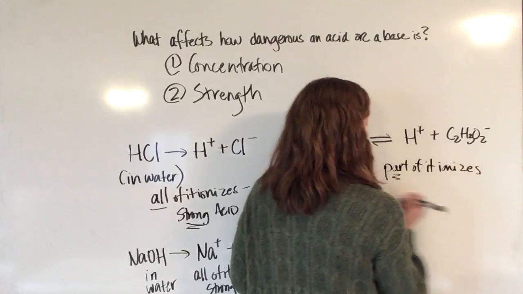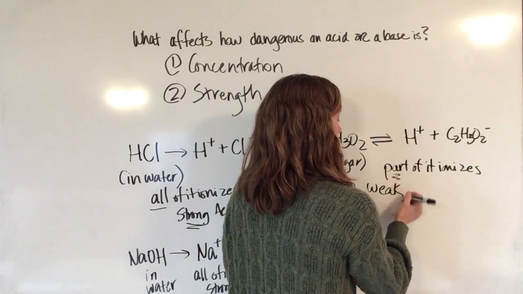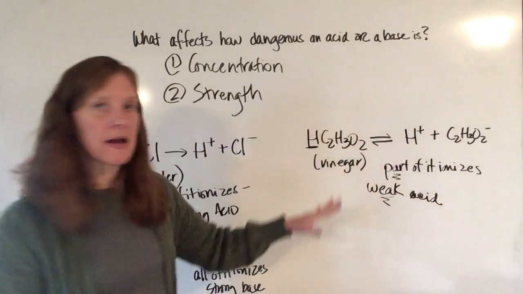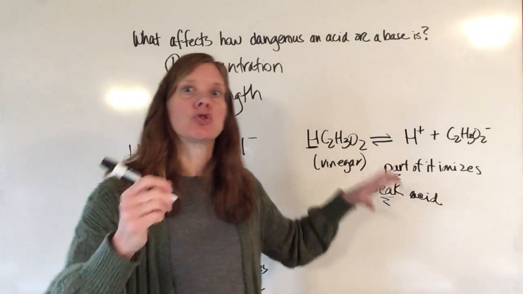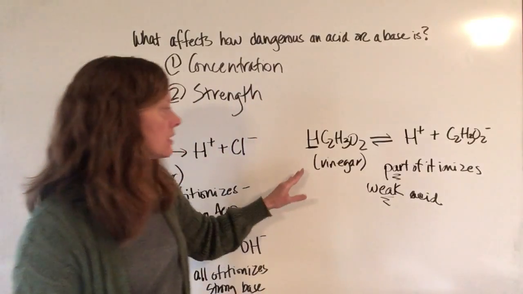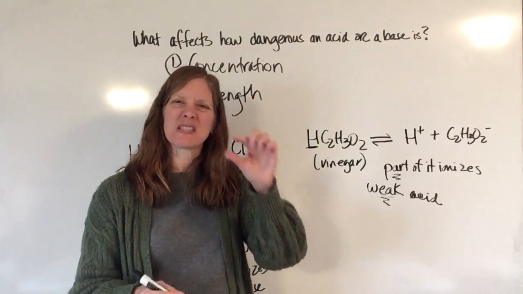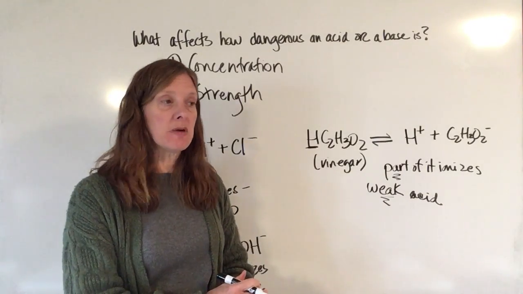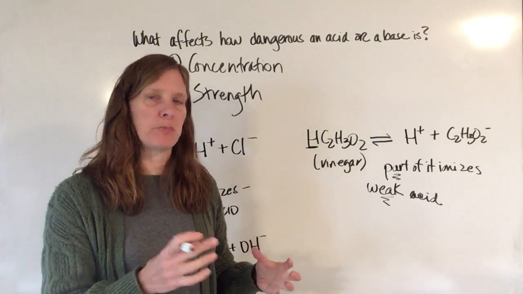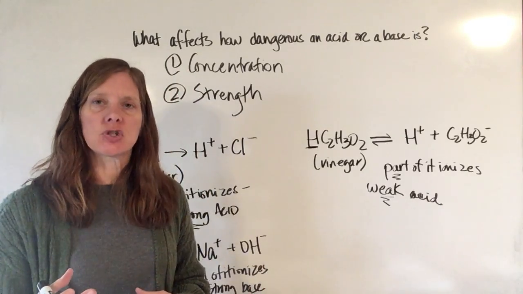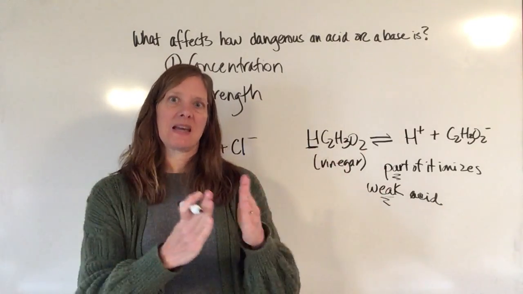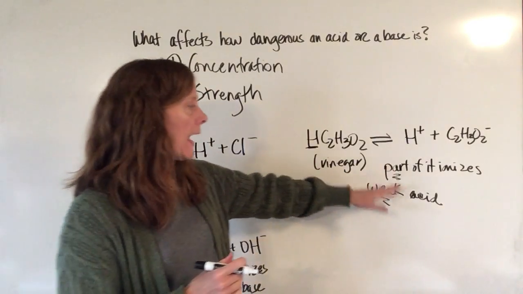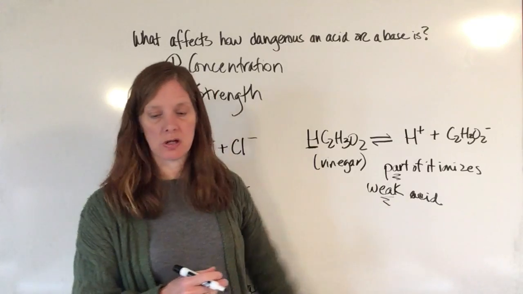And if only part of it ionizes, then it's called a weak acid. And the more ions that you have in solution, the stronger that acid is. So you're going to have some acids that break apart just a teeny little bit. Some of them, maybe half of it will break apart. Some of it, almost all of it breaks apart, but not quite all of it. And so there's a range, a continuum of how strong your acids are, and it all depends on how much of it ionizes in solution.